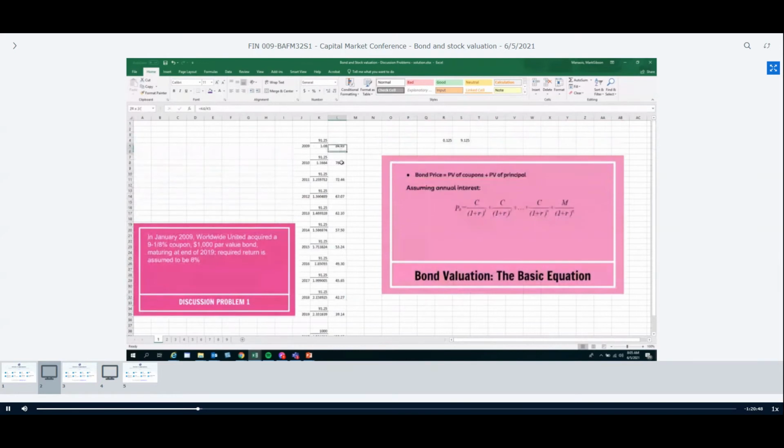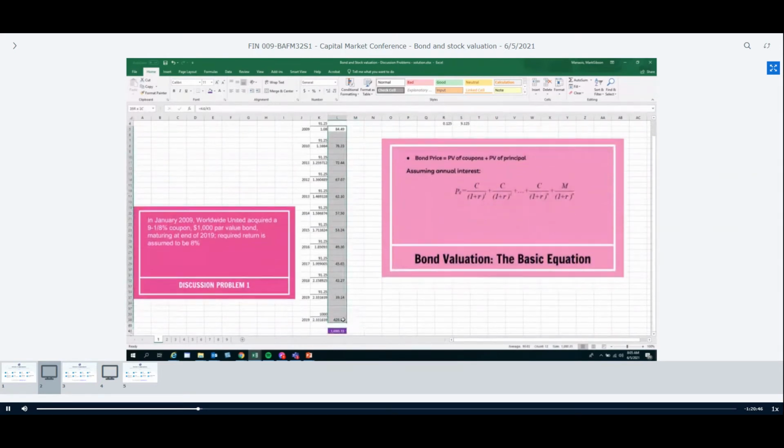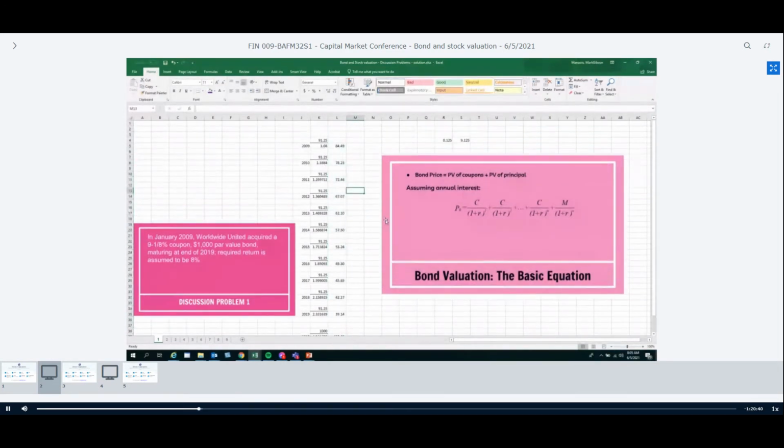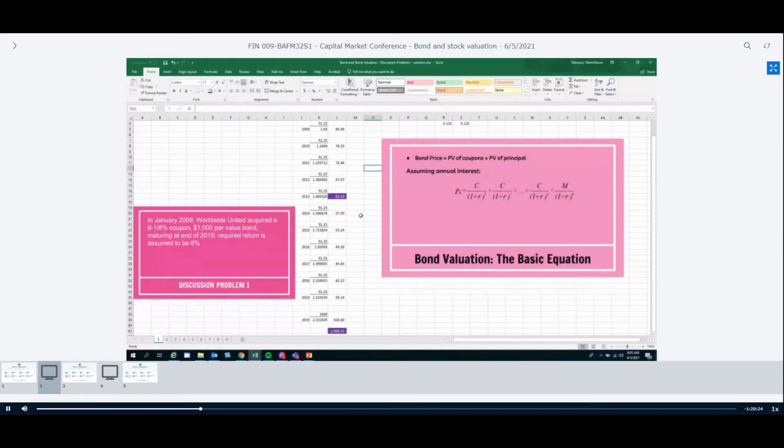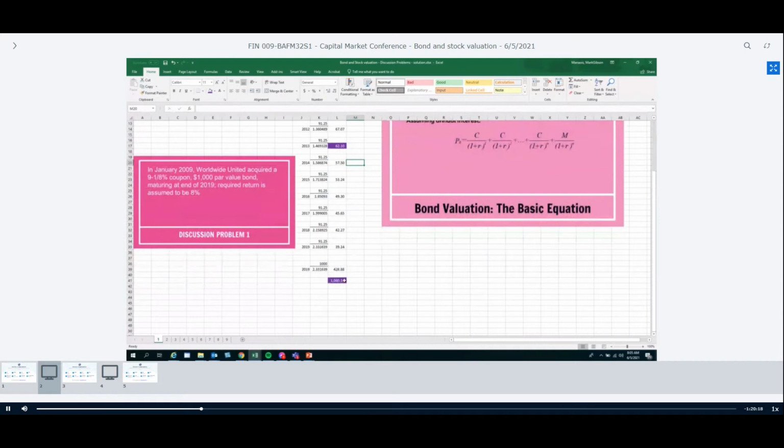So inadd ko lang lahat yan. 1,080.31. Ngayon class, in multiple choice problem, possible na ang itanong sa atin is how much is the present value of coupons in 2013? So yun lang, 62.10. But the requirement for discussion problem number 1 is to calculate for the bond price. No? So the answer is 1,080.31.